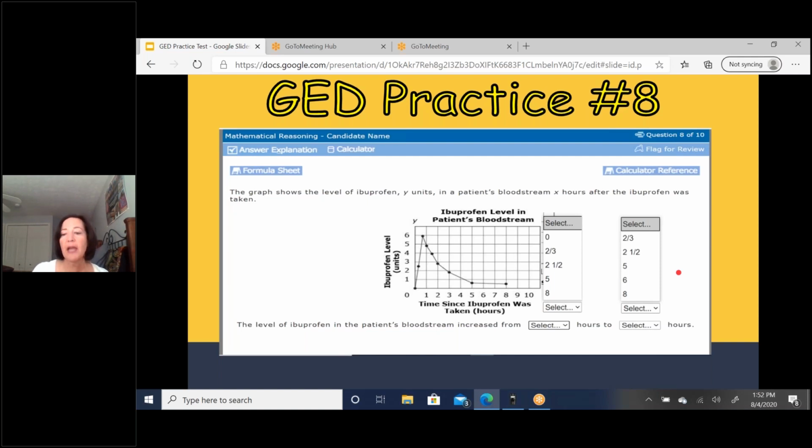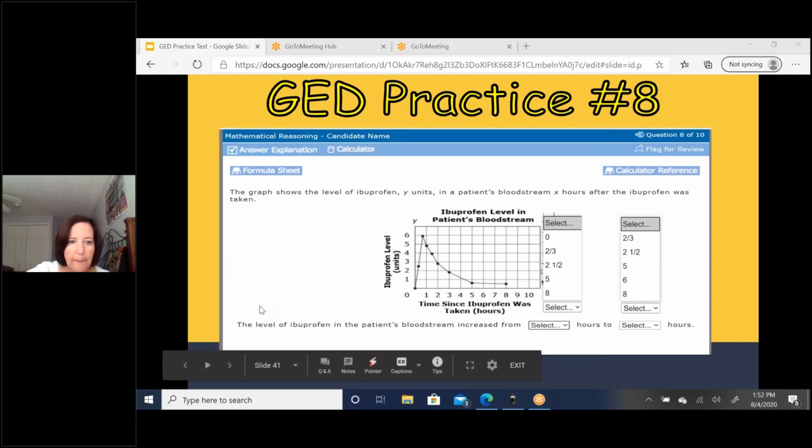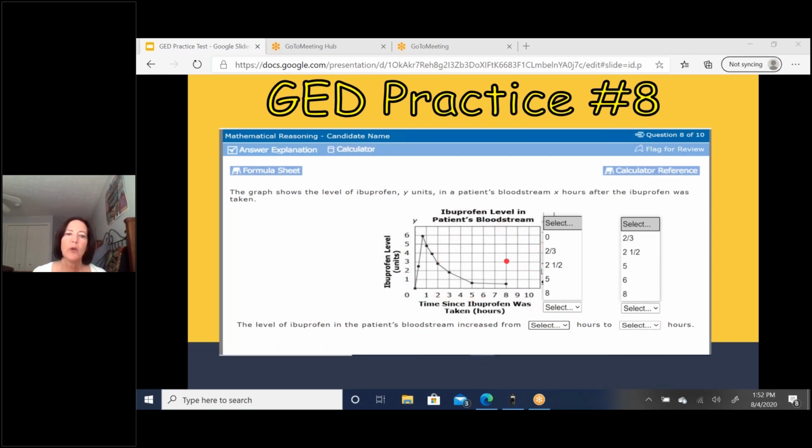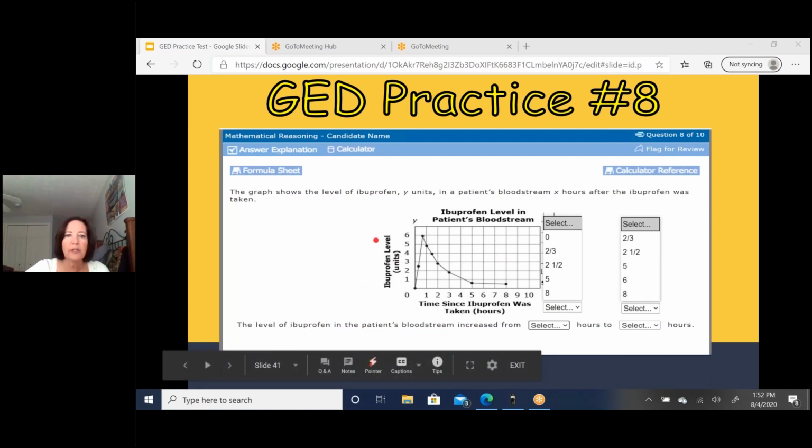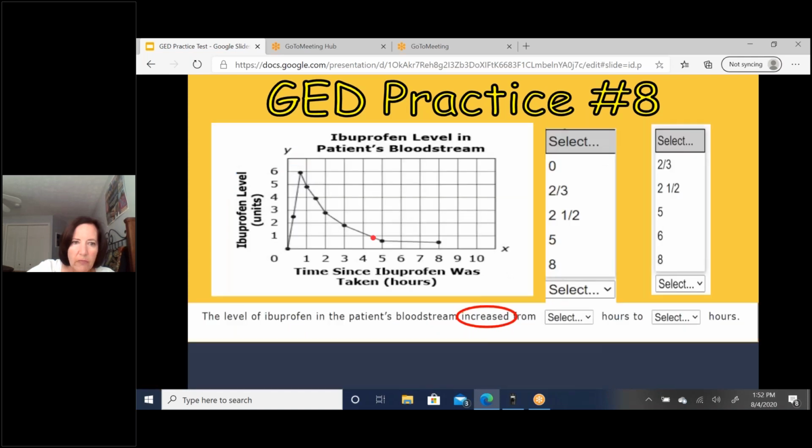Okay, the video is turned back on now. So the question that we're answering says, the level of ibuprofen in the patient's bloodstream increased from what hour to what hour? So we have to look at the chart and find the place where the ibuprofen level is going up or increasing. And on this graph, we only have one spot where it's actually going up.